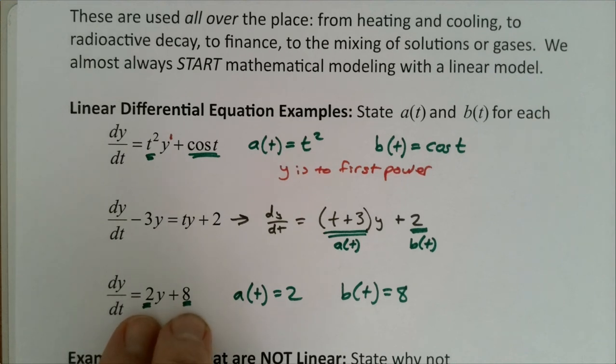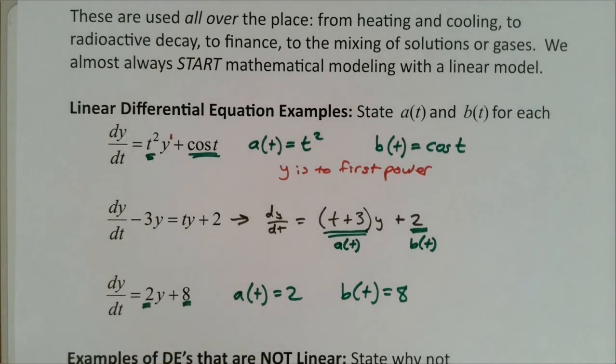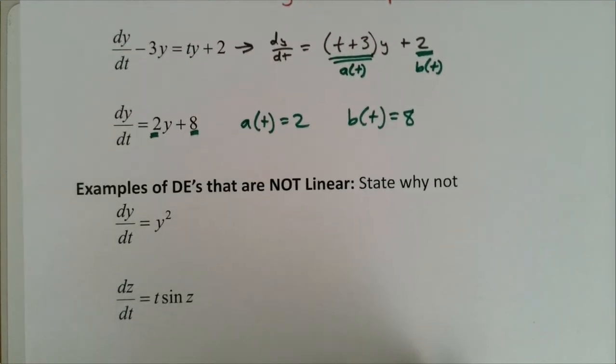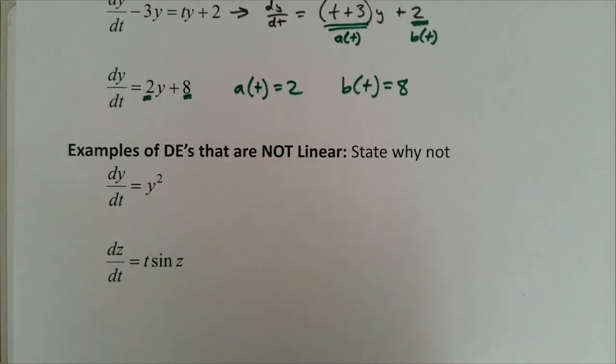Wow, we could totally solve this. That's the type of equation we've been able to solve up to this point, right? Or a variation on it. So let me give you some examples that are not linear, and we're going to explain why they're not linear.